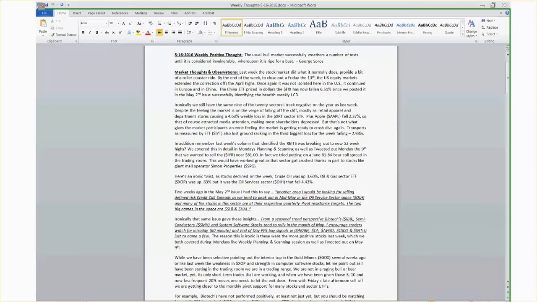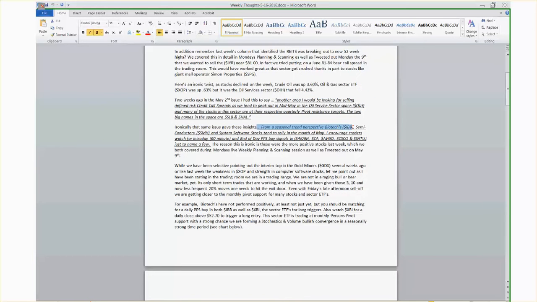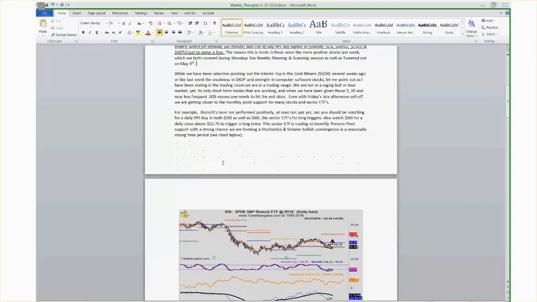But looking at the weekly for the May 16th thoughts, right? An area I'll be looking for selling would be OIH, and from a seasonal trend perspective, biotech, semiconductors. Boy, that is a buzzword right now. We talked about this 2 weeks ago, and system software stocks. I encourage traders to watch for intraday 60-minute and end-of-day PPS buy signals, and I gave out specific names to do so. Now, if that's not enough, right, one of the other things we talk about is the biotechs.